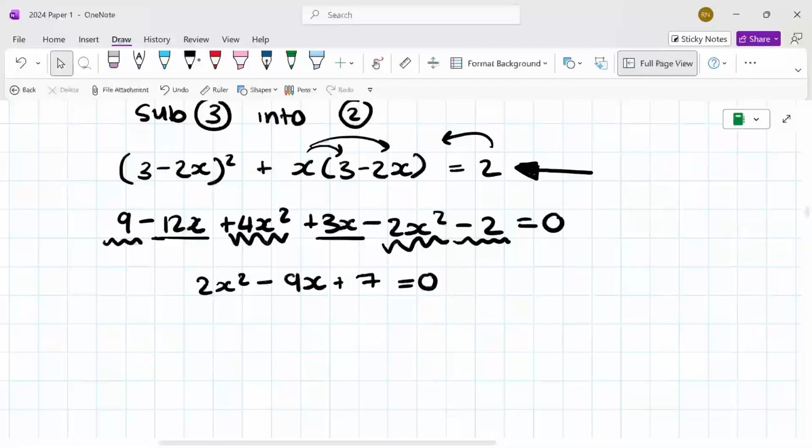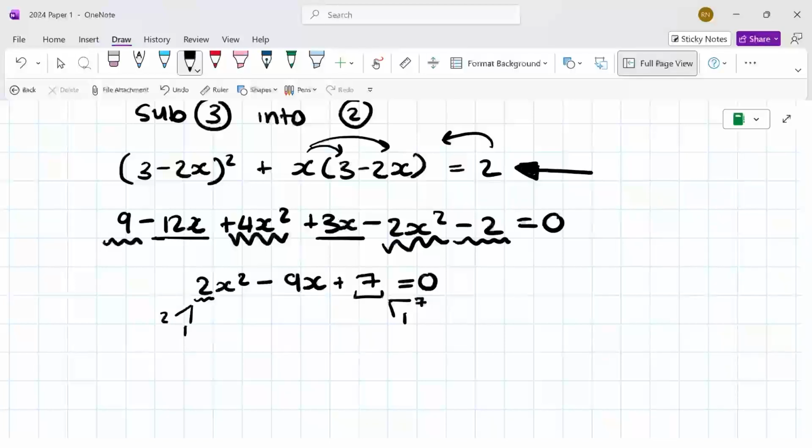I have to look at 7. What are the factors of 7? I know I can use 7 and 1. And because there's a number in front of this x squared, I also have to use 2 and 1 there to get to minus 9. So I like to use the cross multiplication method. I'll say 2 and 1 can go with 7 and 1, and then you cross multiply, so that will give you 7, that will give you 2. And I'm trying to get to minus 9.